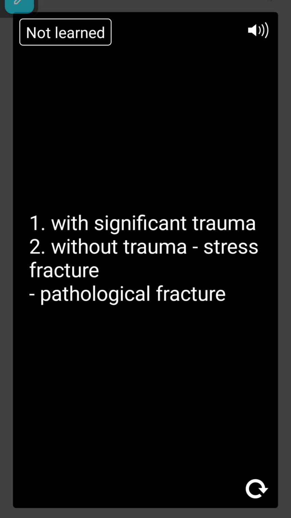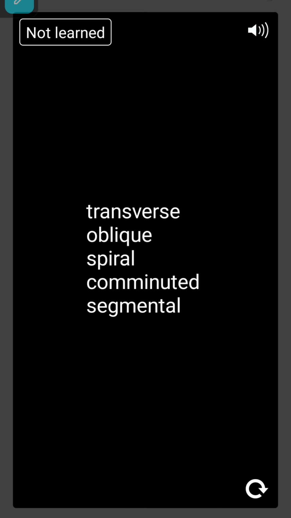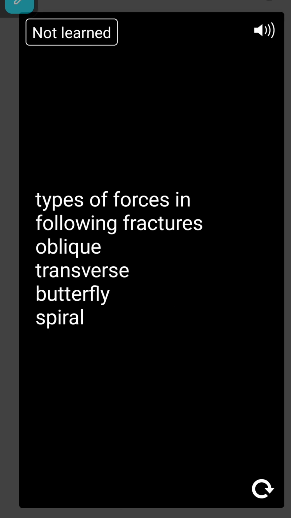Causes of fracture. 1. With significant trauma. 2. Without trauma: stress fracture. 3. Pathological fracture. Types of fracture with trauma: transverse, oblique, spiral, comminuted, segmental.